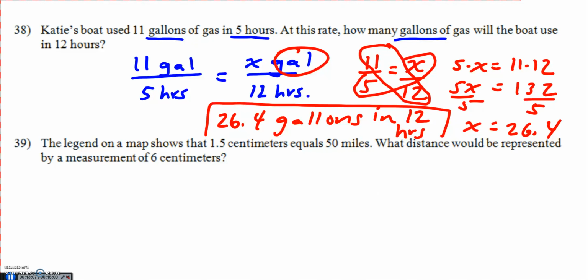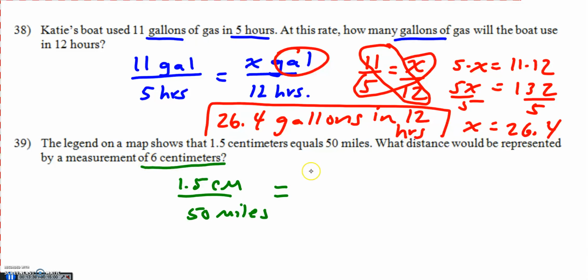Number 39. The legend on a map, which is that little thing usually in the corner that relates how small something is to how large it is in real life. The legend on a map shows that 1.5 centimeters is the same as or equates to 50 miles. So that means if you measure 1.5 centimeters on a map, that really means 50 miles in real life. What distance would be represented by a measurement of 6 centimeters?